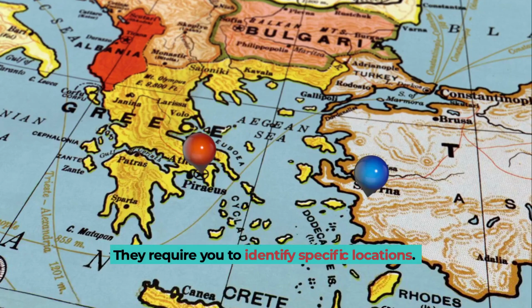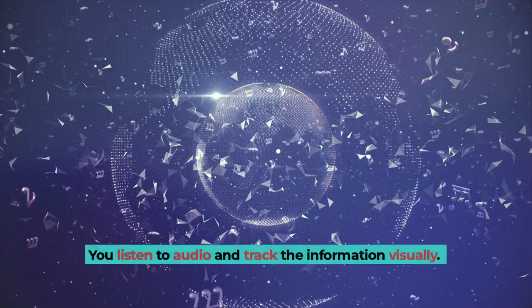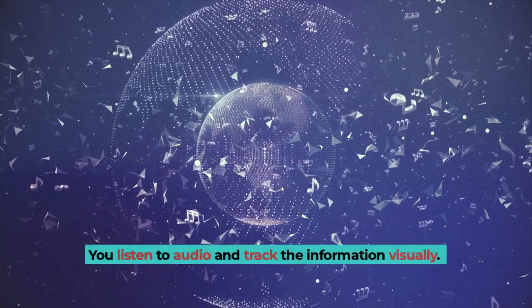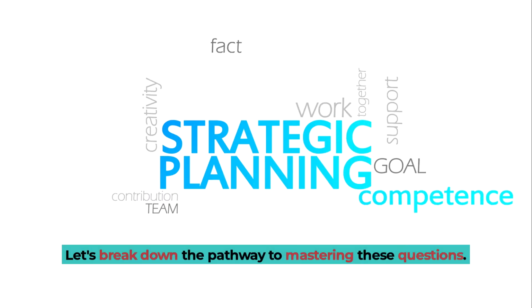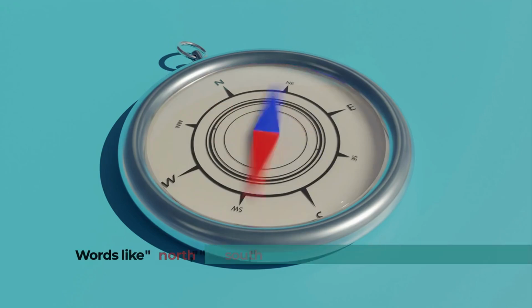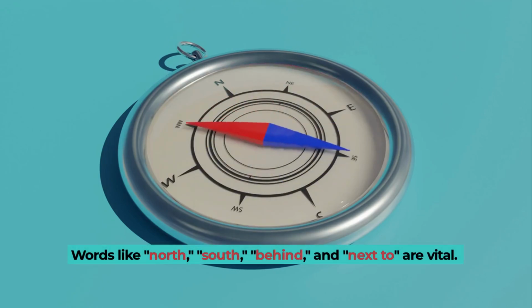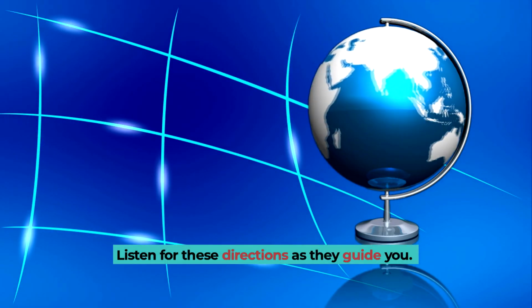They require you to identify specific locations. You listen to audio and track the information visually. Let's break down the pathway to mastering these questions. First, familiarize yourself with common vocabulary. Words like north, south, behind, and next to are vital. Listen for these directions as they guide you.